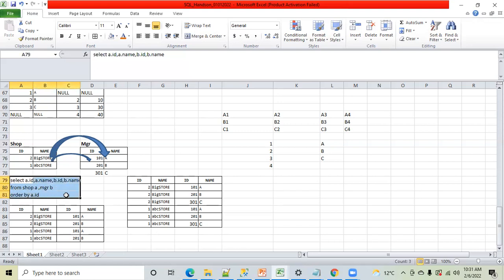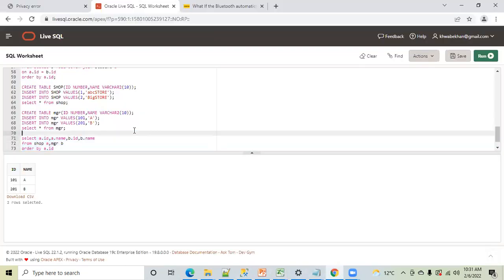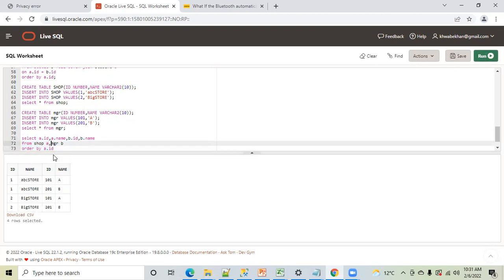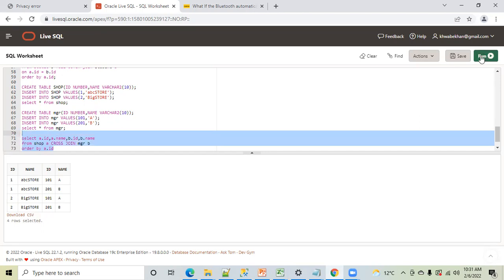The first line will be the same and then from shop A cross join manager B. That's it. And on conditions? No on condition. In cross join, that is the main story. You don't have any on condition. If you use an on condition, that will become an inner join. So I never implemented this join ever. Okay, clear.